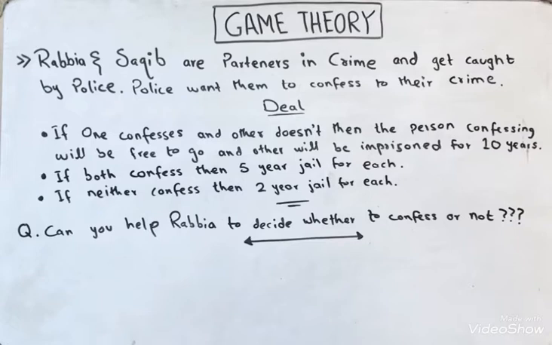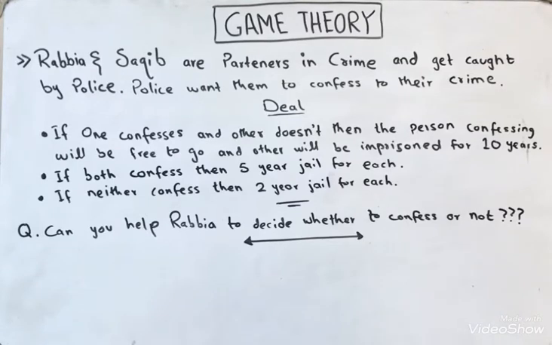And what that deal is, is stated here: if one confesses and the other person doesn't, then the person confessing will be free to go and the other person will be imprisoned for 10 years. However, if both people confess, then 5 years of jail for each, and if neither of them confesses, then 2 years of jail for each.